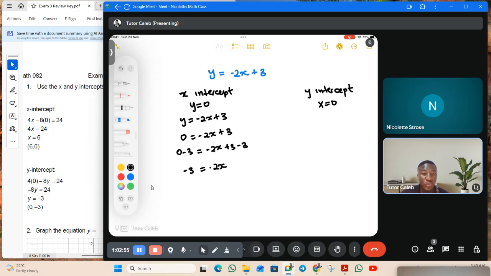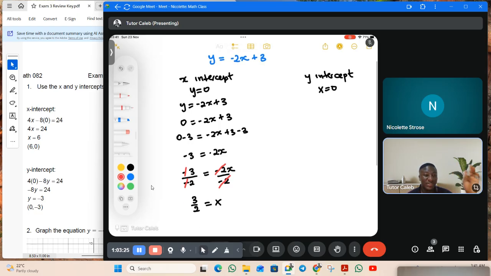Now, you are going to divide both sides of the equation by minus 2 to get rid of the minus 2 that is multiplying x because we need x. So we're going to have minus 3 over minus 2 equals minus 2x over minus 2. This will cancel with this. So we're going to be left with 3 over 2. So x, this also will cancel with this. X will give us 3 over 2. That means that the coordinate for the x-intercept is 3 over 2 and 0.